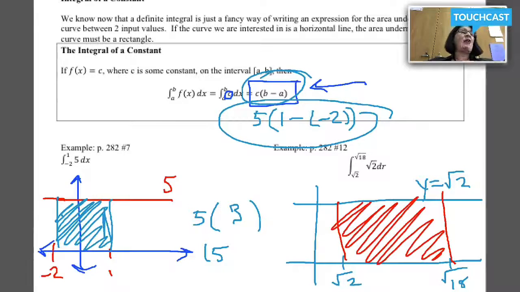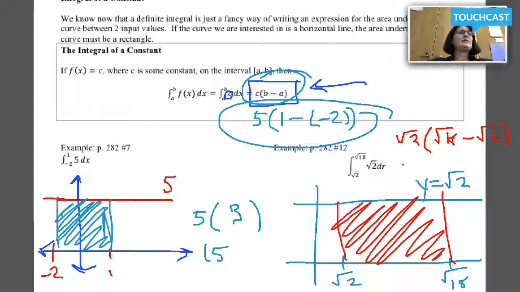Again, I've made a rectangle, so the area of this rectangle is going to be the height of the rectangle, which is the constant function value, radical 2, times the difference between my two x values. And I can tell that's a positive, like I have a positive width of my rectangle, so it must be radical 18 minus radical 2. Uh-oh. It's been a while since I've simplified an expression like that, but watch what happens.